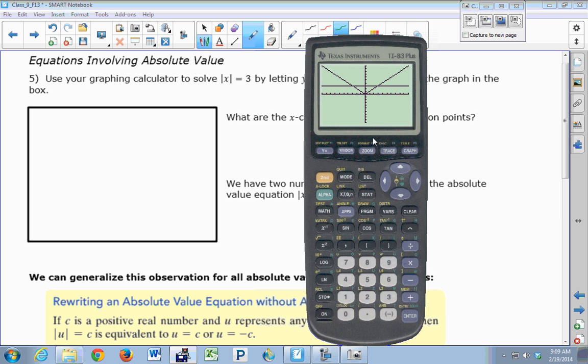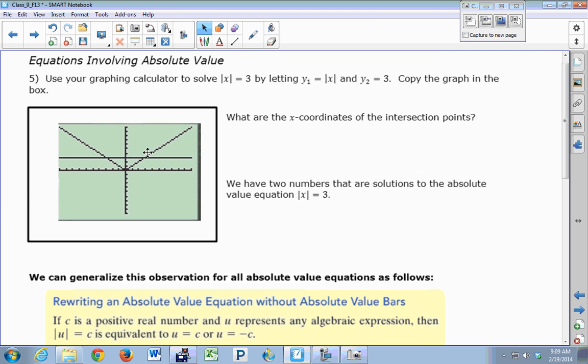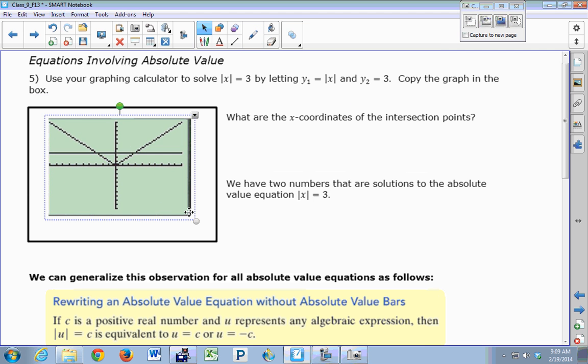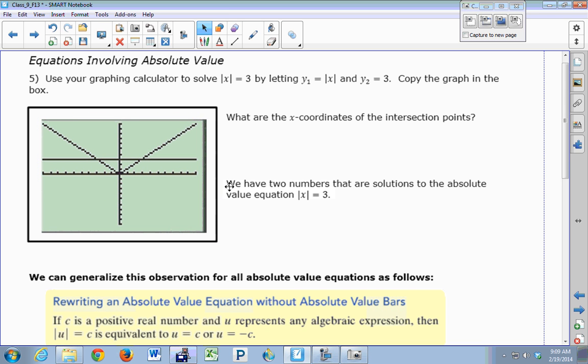So let's copy this picture and put it down, because you'll probably be doing something like this on your test. So you might as well review this. So here we go, there's the graph. We're looking for the x coordinates of the intersection points because we're solving for x.